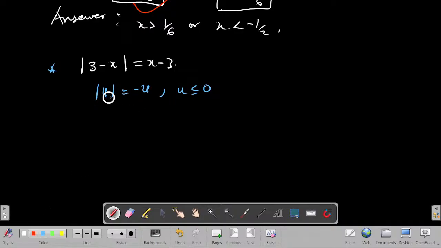Whenever you have the absolute of any number and it's giving a negative answer, it means that number is less than 0. With that in mind, instead of me solving everything, I just take my answer in this bracket. So I'll say 3 minus x is less than or equal to 0. Therefore, I'll have 3 less than or equal to x.